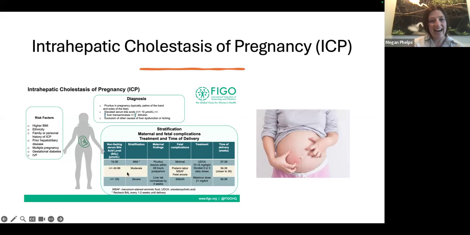Bile acids 40 to 99 is a little bit more moderate. There's risks of preterm labor, meconium, aspiration. And then again, that's our range, 36 to 39 weeks delivery. And then greater than 100 of bile acids is severe. The thing you worry about is stillbirth. And that can be 35 to 36 week time for delivery. SMFM recommends 36 weeks, I believe.